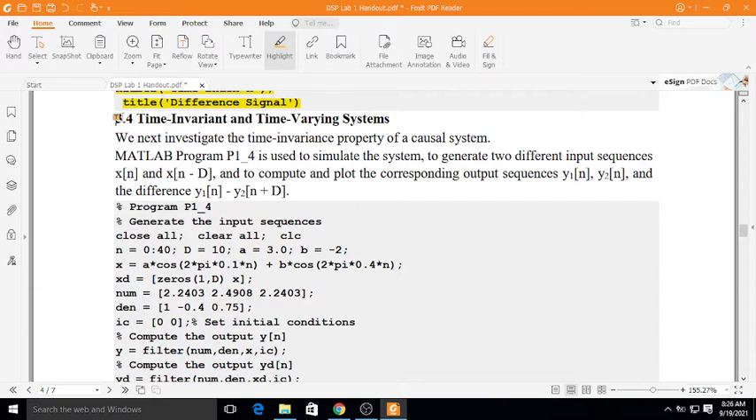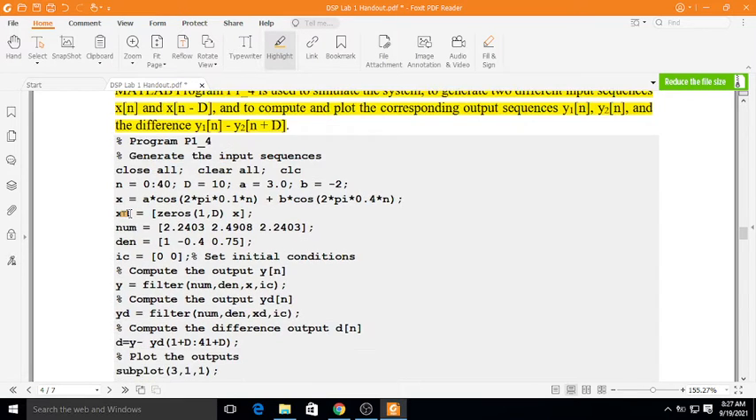3.4 Time-invariant and time-varying systems. We next investigate the time-invariance property of a causal system. MATLAB program P1_4 is used to simulate the system, to generate two different input sequences x[n] and x[n-D], and to compute and plot the corresponding output sequences y1[n], y2[n], and the difference y1[n] - y2[n+D].